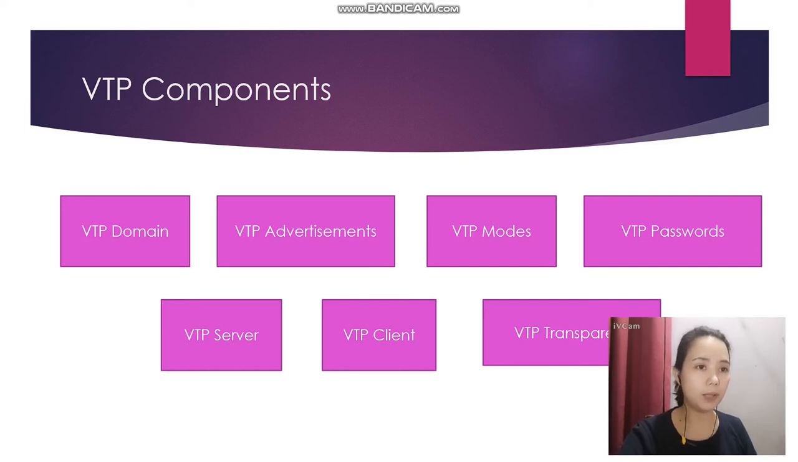The VTP advertisement. Each switch in the VTP domain sends periodic global configuration advertisements from each trunk port to a reserved multicast address. Neighboring switches receive this advertisement and update the VTP and VLAN configuration as necessary. The VTP modes: a switch can be configured in one of 3 VTP modes: the server, the client, and the transparent. The VTP password: switches in the VTP domain can also be configured with a password.